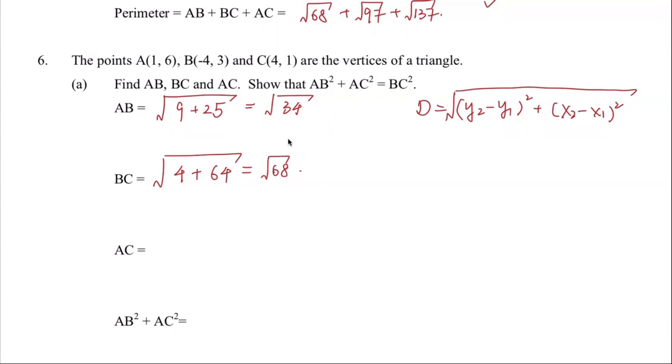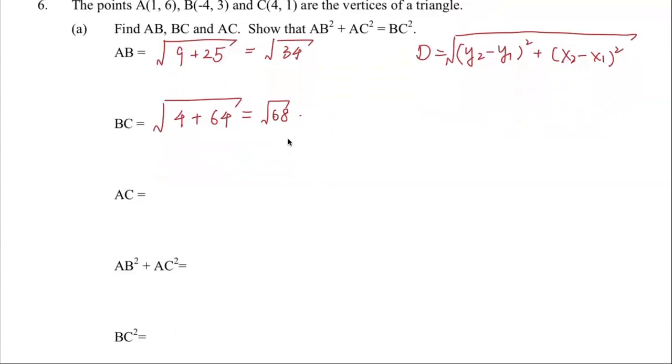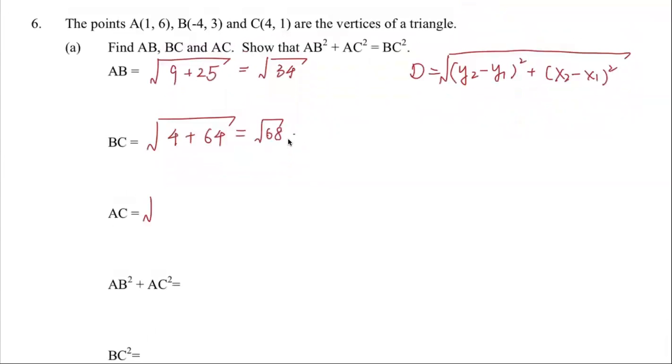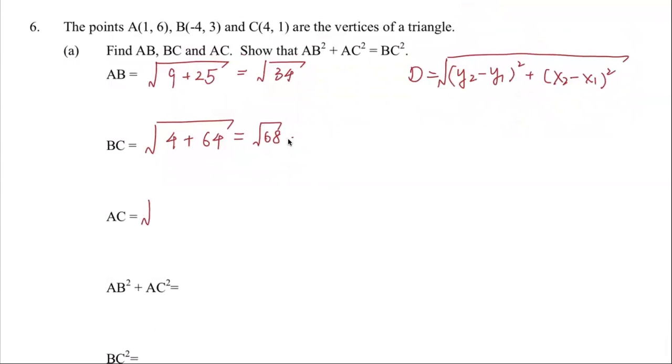AC. AC is equal to the square root of 1 minus 6, which is minus 5. Minus 5 squared, that's 25, right? And 4 minus 1, that's 3. 3 squared, that's 9. So 25 plus 9. So AC is equal to the square root of 34.